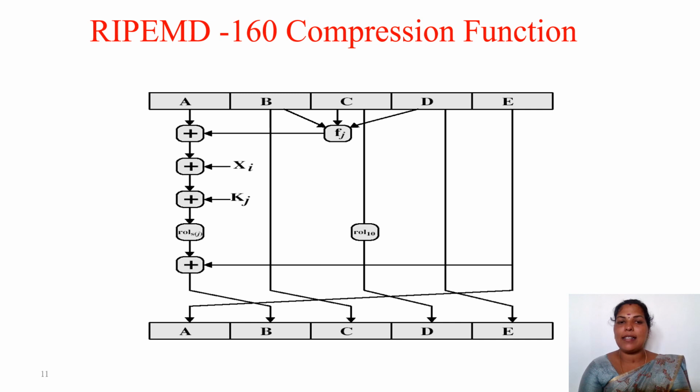So here this compression function, this diagram, it is similar to that of MD5 only. There also we had a buffer ABCDE. Here also we are having a buffer. Then we are having a function fj here. There g of something we did, and there also we have rotate functions and all. So this is the compression function of RIPEMD-160. It is somewhat similar to that of MD5 only.